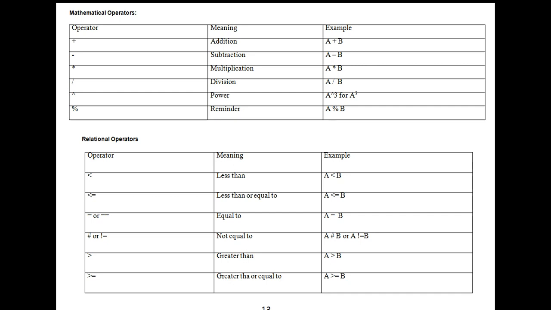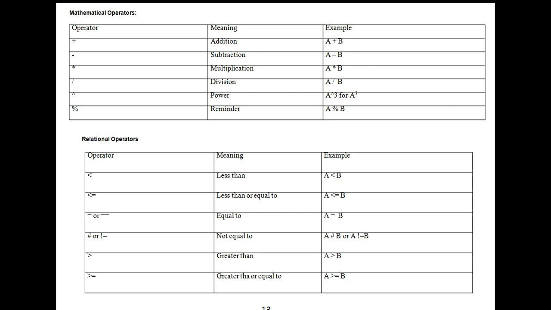And we have power, that is the caret symbol, which means power: a caret 3 is a cube. So a to the power of 3 can be represented using the power symbol, that is caret 3. And the percent symbol is the remainder, a percent b. So a percent b means the remainder obtained after you divide a by b. Okay, those are the mathematical operators and their meaning.